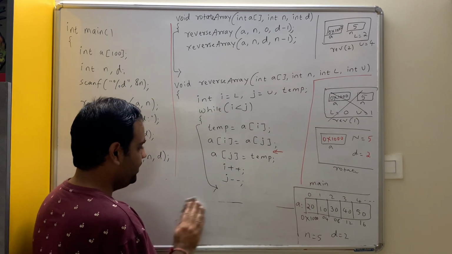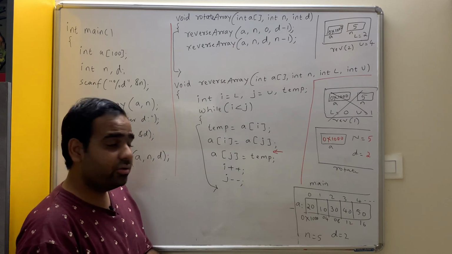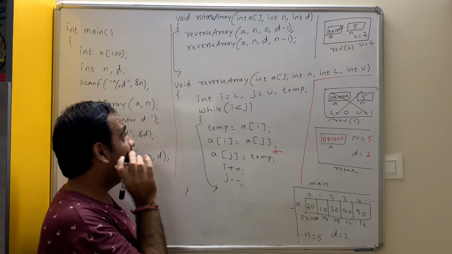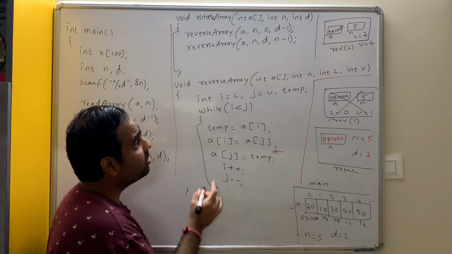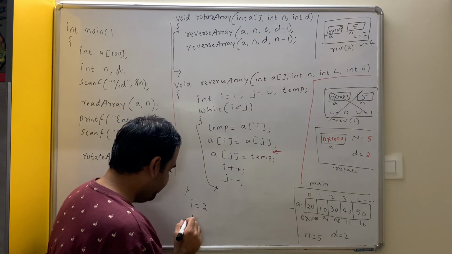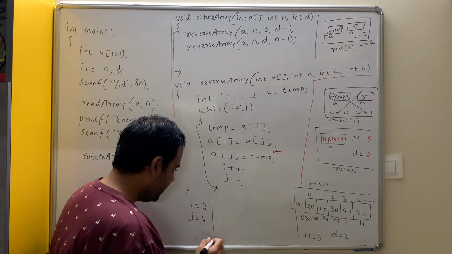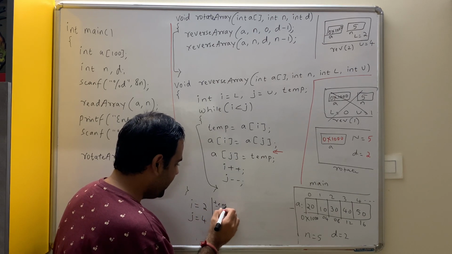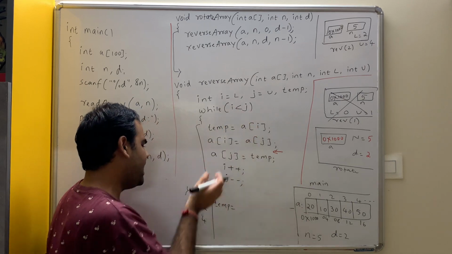Now again the same working will happen. Let me explain the working line by line so that you can understand it. Now I gets the value of L. What is the value of L there? Now in this function it is 2. What is the value of J? It is 4. Is that okay? Temp is equal to A of I. I less than j, yes.